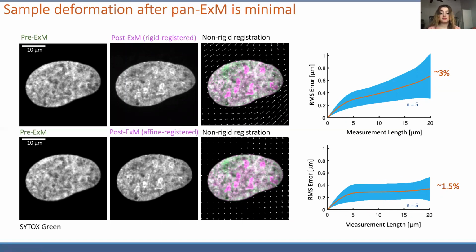And again, these RMS errors are consistent with earlier expansion microscopy methods, which report RMS values ranging from 1 to 5% for similar measurement lengths. And so this gives us the confidence that biological structures in Pan-ExM processed samples are being separated with adequate uniformity.